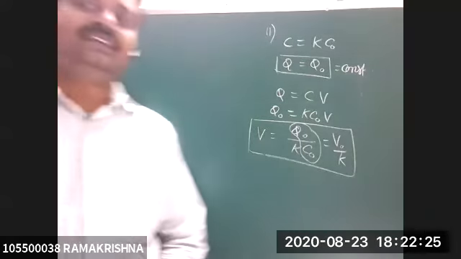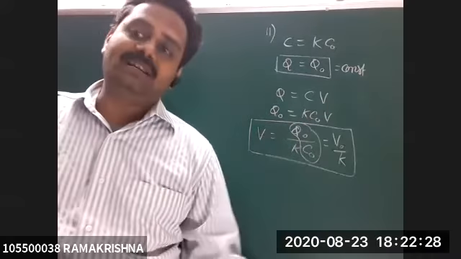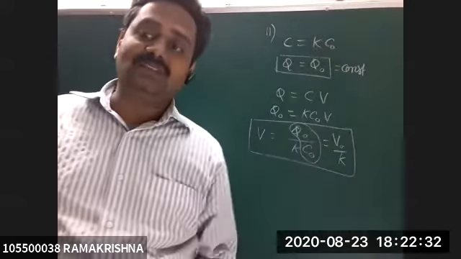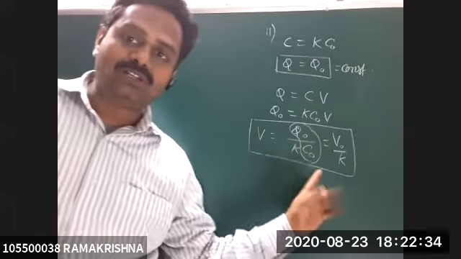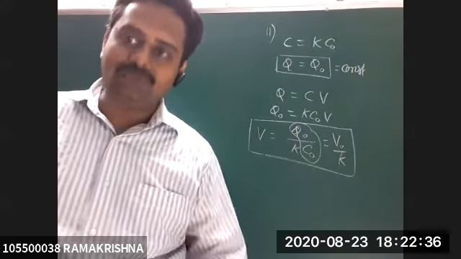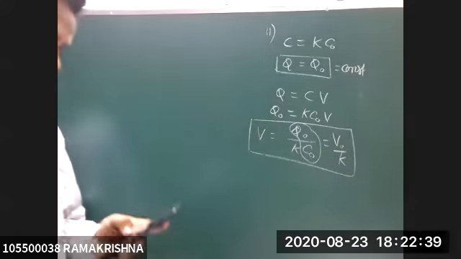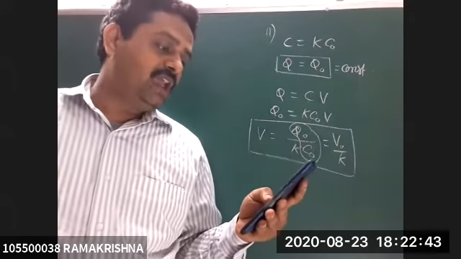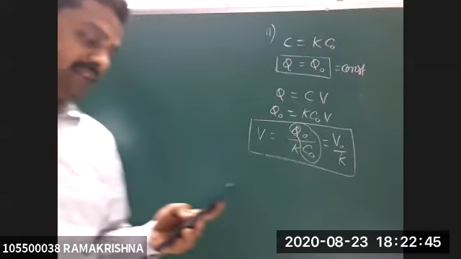So due to introduction of the slab, after disconnecting the battery, charge remains constant. Capacitance is K times its initial capacitance, and electrical potential is 1 by K times its initial potential, right? Now, the first option, potential increases, is wrong. Potential decreases here. Electric intensity increases, that is the second option.